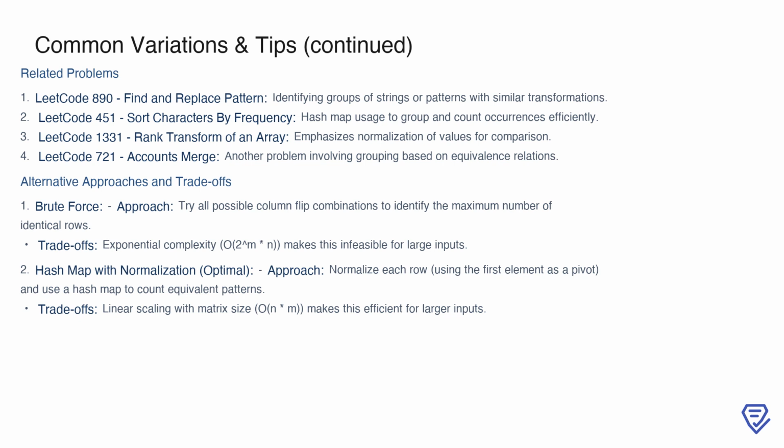When considering alternative approaches, brute force is one option where you try all possible column flip combinations to identify the maximum number of identical rows. However, this approach is computationally expensive, with exponential complexity, and is unsuitable for large inputs. On the other hand, the hash map with normalization approach is optimal. By normalizing rows using the first element as a pivot and grouping equivalent patterns, you achieve a solution that scales linearly with the matrix size, making it far more efficient.